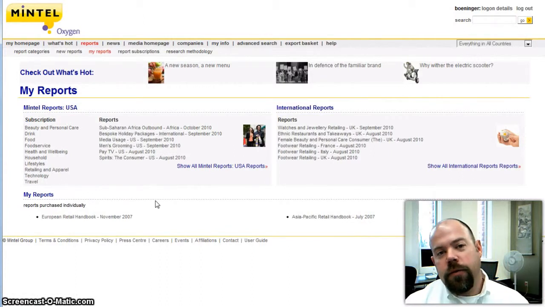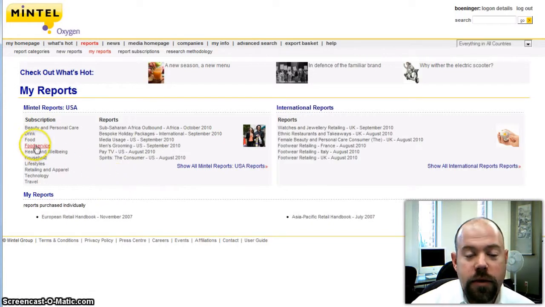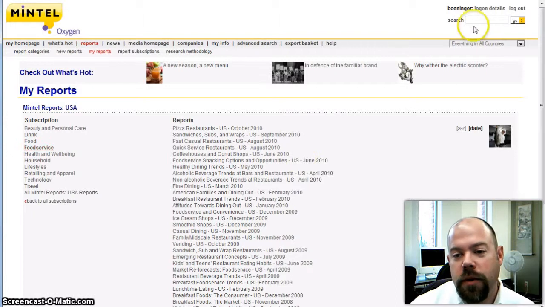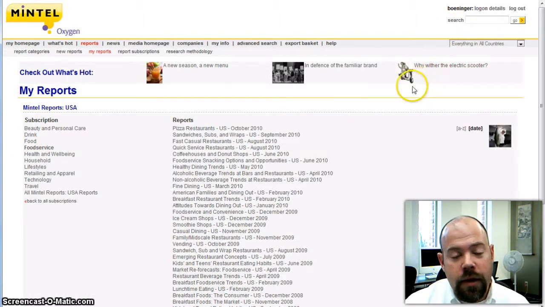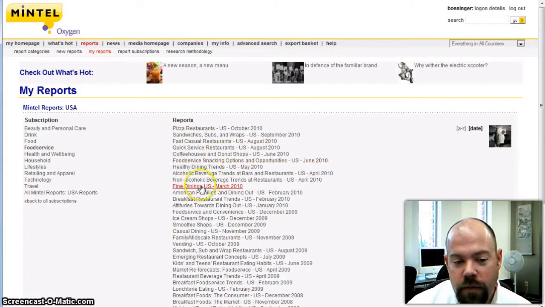So Mintel is probably the easiest one to use, so we'll start with that one. Once you log into Mintel, you'll be presented with this home page here. If you actually just click on food service, you can always search up here in the top right hand corner, but if you kind of know what you're looking for, sometimes it's easier to browse to give you a better idea of what's available to you. And so here we have fast casual restaurants. There'll be stuff in here on fast food, attitudes towards dining out, things like that.